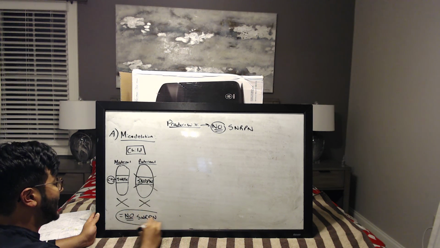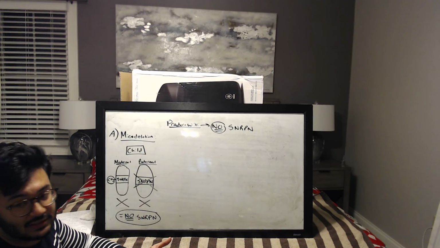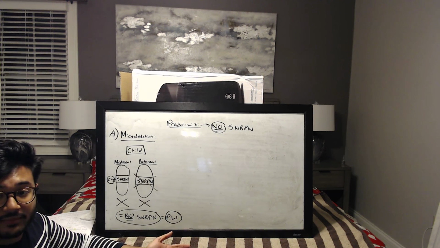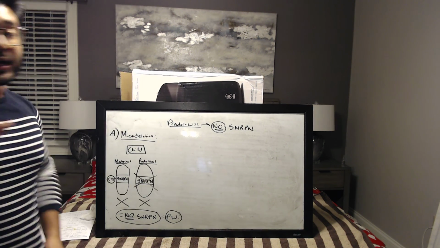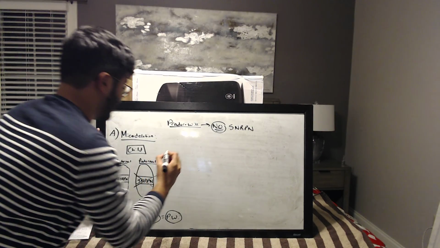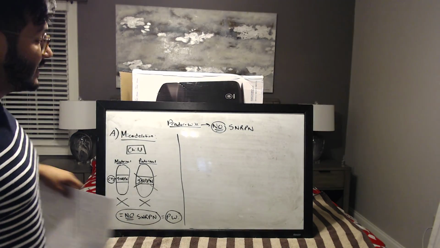And what did we just say no SNRPN was? No SNRPN equals Prader-Willi's disease. So that's basically what happens here. Right? Easy enough to understand? Okay, that's a simple one. So that's the easy one, and now we're going to move on to the harder of the two concepts. It's still not too bad, but the harder of the two concepts is the uniparental disomy.